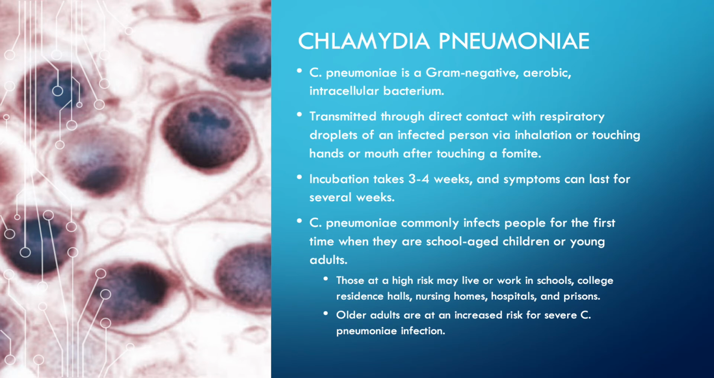The incubation period for C. pneumoniae is usually between 3 to 4 weeks after first exposure. Symptoms can also continue for several weeks after they start. Although C. pneumoniae commonly infects people for the first time when they are school-age children or young adults, those at an increased risk include those who live or work in crowded settings where outbreaks most commonly occur, such as schools, residence halls, nursing homes, hospitals, and prisons. Older adults are at an increased risk for severe disease caused by C. pneumoniae infection.